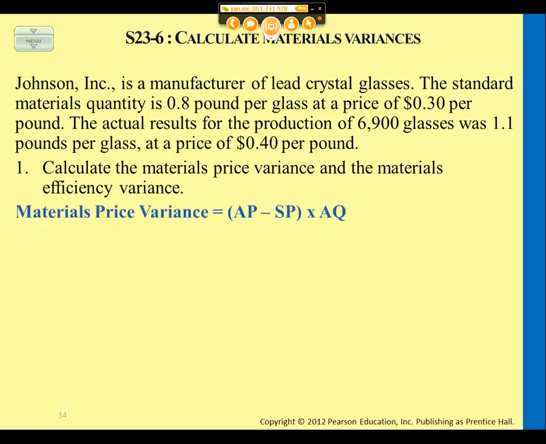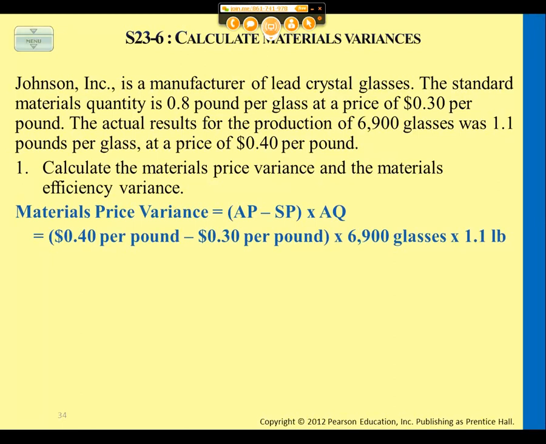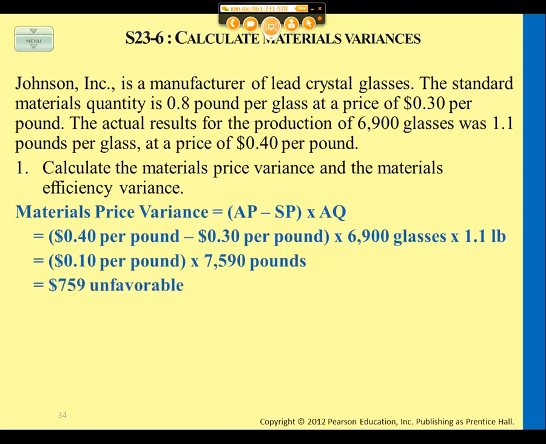So the materials price variance is the difference of the actual price and standard price multiplied by the actual quantity. The way we calculate it is 40 cents per pound minus 30 cents per pound, all of it given to you. We multiply by the 6,900 glasses and 1.1 pounds. Why do we calculate it this way? That's right, I have to read very carefully. That gives me 0.1 per pound. We need pounds and pounds, so we have dollars per pound multiplied by pounds. We get our price variance at the end, and that's 759.